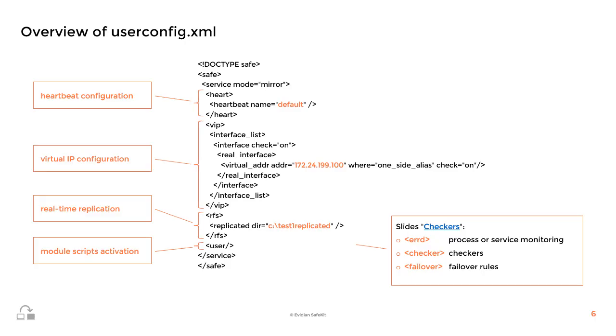Here is an overview of the userconfig.xml file for a mirror module. First, you have the heartbeat section defining the networks through which heartbeats must pass. Then, you have the virtual IP configuration. Next, you see the real-time replication and the path of folders to replicate. Following that, you have the user tag, which enables the execution of restart scripts. The three other tags on the right of the slide concern checkers and are explained in the checker slides.